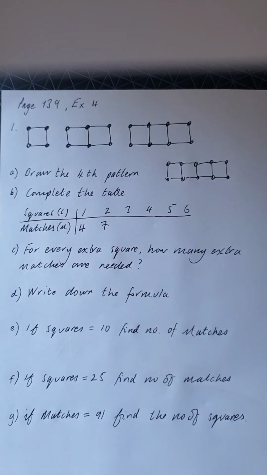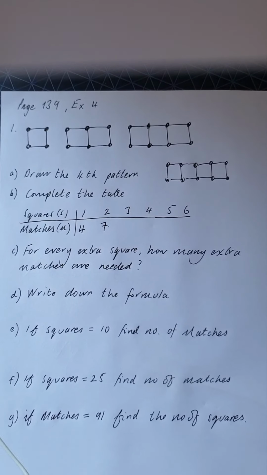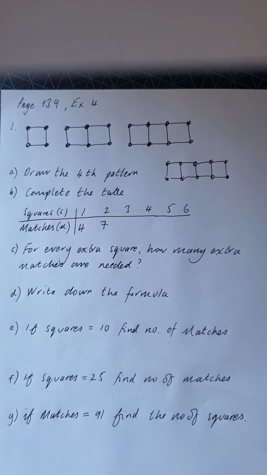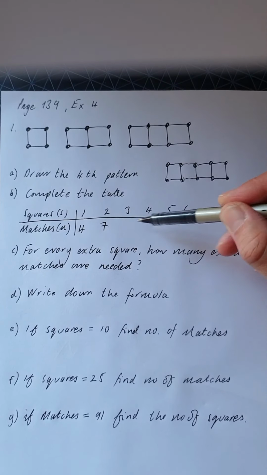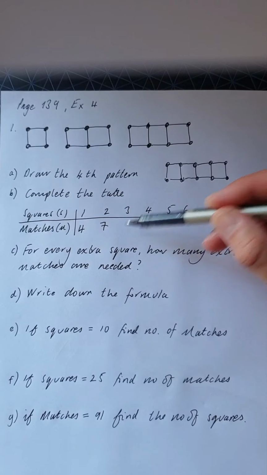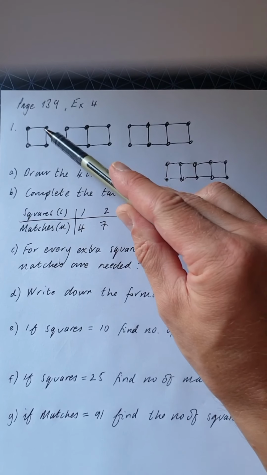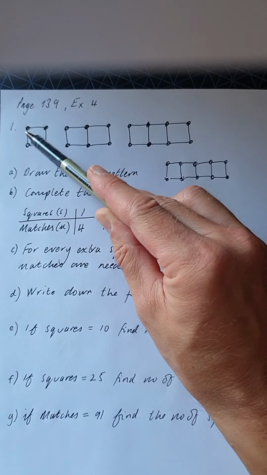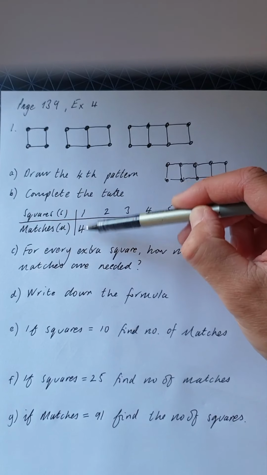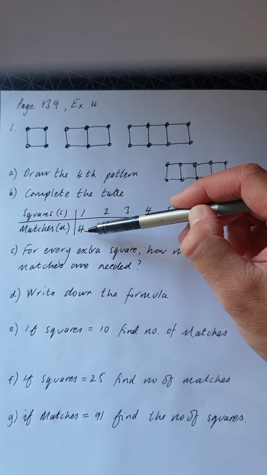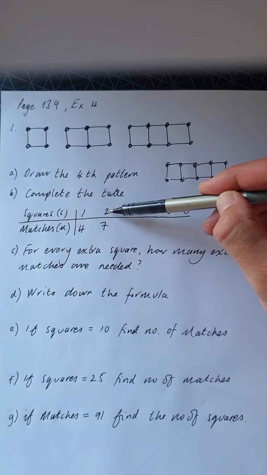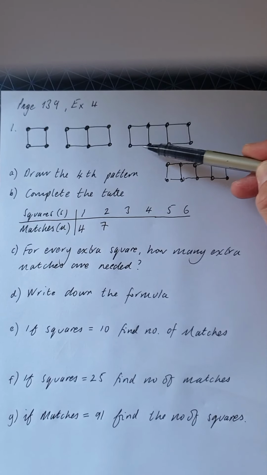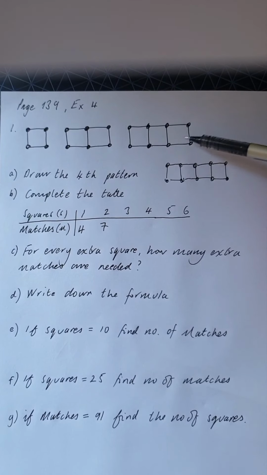pattern in the sequence. Okay, moving on to the actual table. So we can actually fill in the first 4 columns, or the first 2 missing entries in the table using the diagram. So you can see when we've got 1 square, we've got 1, 2, 3, 4 matches. So that's why in that column you've got 1 square requiring 4 matches. The next one, 1, 2, 3, 4, 5, 6, 7. So 2 squares requires 7 matches.